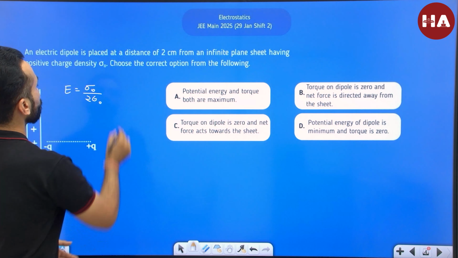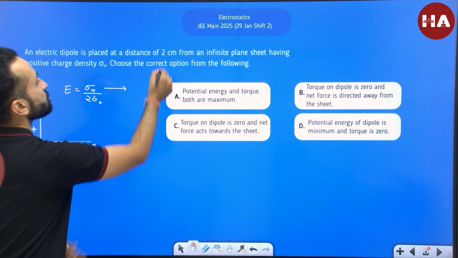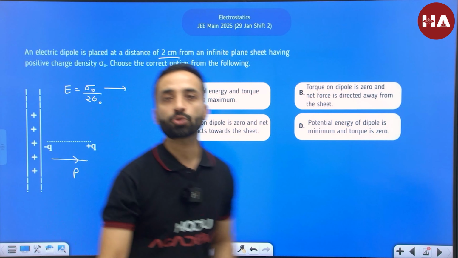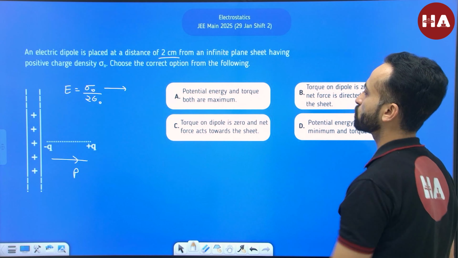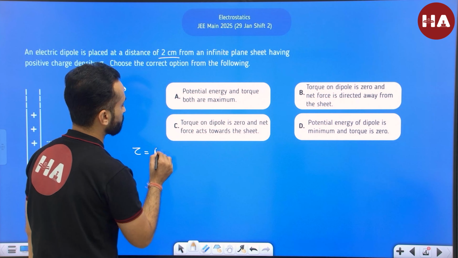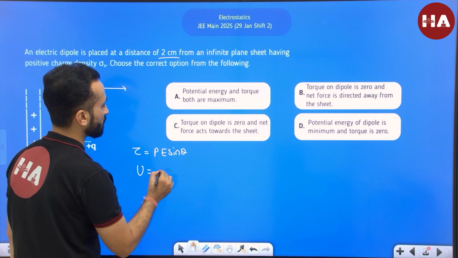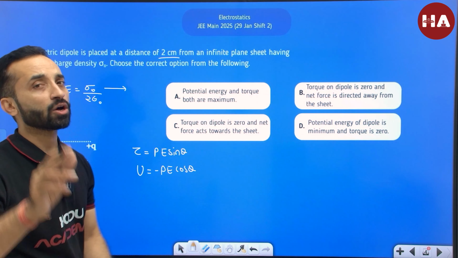So it is a uniform field directed towards the right, and now we have placed a dipole at a distance of 2 centimeter. The direction of dipole moment in physics is always from negative to positive, so it is also towards the right, my dear students. Okay, so now let's write the expression for torque. Of course you know that it's P cross E, so that is PE sine theta, while the potential energy is minus P dot E, that is minus PE cos theta.